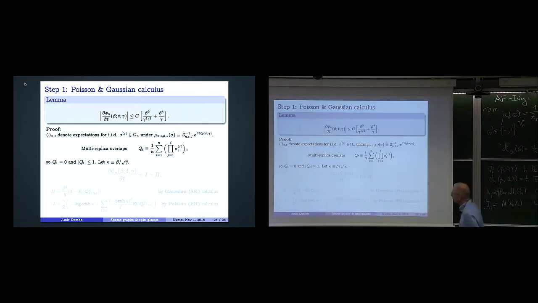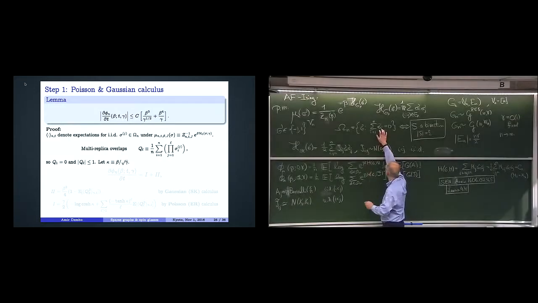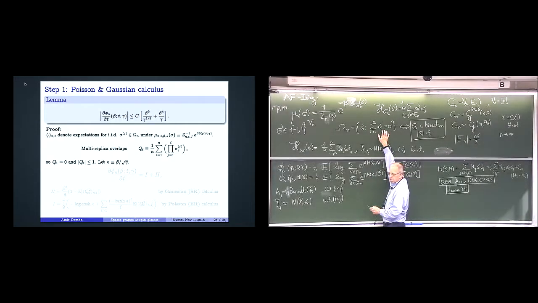In these problems, everything is always controlled by multi-replica overlaps. What is an overlap? An overlap is the following. You take two vectors, sigma 1 and sigma 2, from our balanced configurations. They are all vectors, and they belong to this set. Sigma 1, sigma 2, sigma 3.